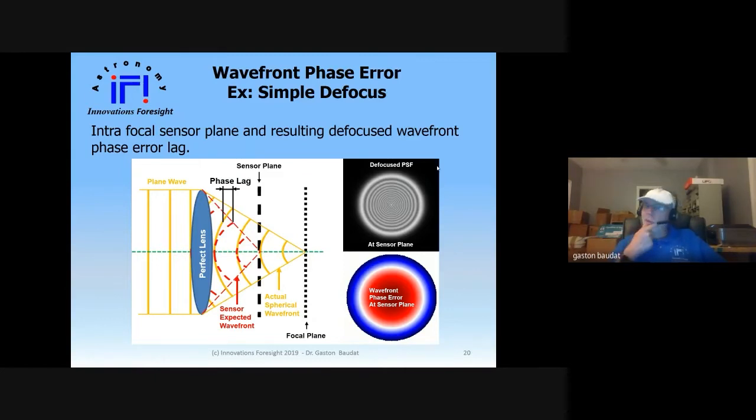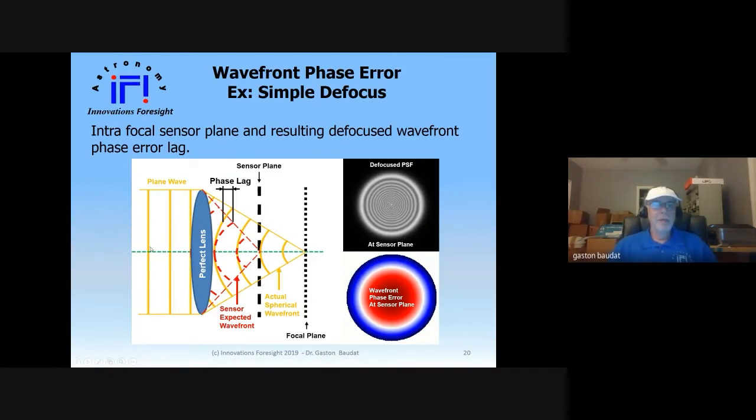And wavefront phase error. The idea of wavefront is to look at the light from a wave point of view. And there is a relationship between the way the wave behaves and the optical aberrations. So if you think about a simple case when you are out of focus, just to give you a feeling, my goal is not to go into the detail of it, but just give you a feeling of what wavefront means and how we use this information to infer the optical performance of a system.